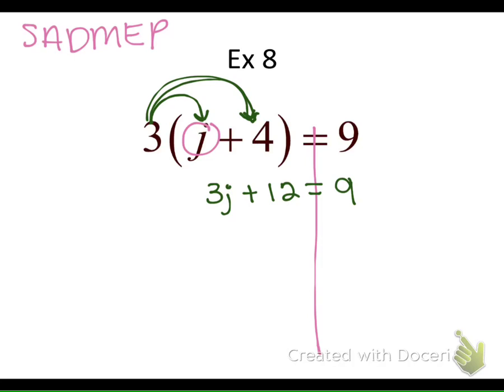According to SADMAP, what do I get rid of first? 12. Okay, and how do I do that? Negative 12. And you go to the other side and cross out the 12. It's gonna be negative. What do I bring down on my left? Gonna bring down that 3j. And then what do I bring down on my right? 9 minus 12? Negative 3. It's okay. That's why we're working together here.